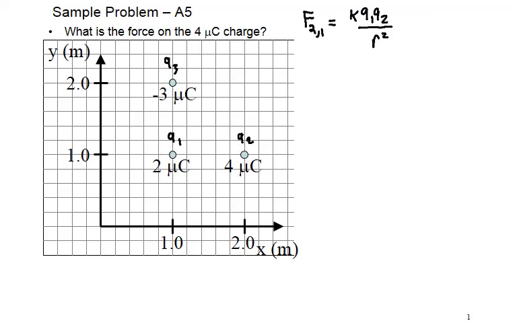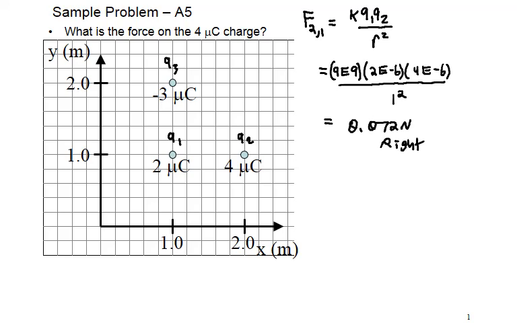All right, so we should get 0.072 newtons to the right would be the force on charge 2 due to charge 1. Now what we're going to do is we're going to say, okay, this one doesn't exist. All we care about is these two charges. This one's negative, this one's positive, right? So how is Q2 going to be affected by Q3 here? Well, there's going to be an attractive force like this, right? And it's up at an angle.